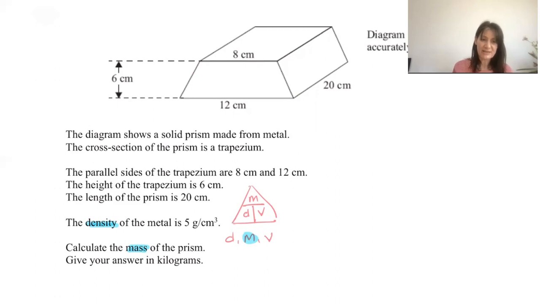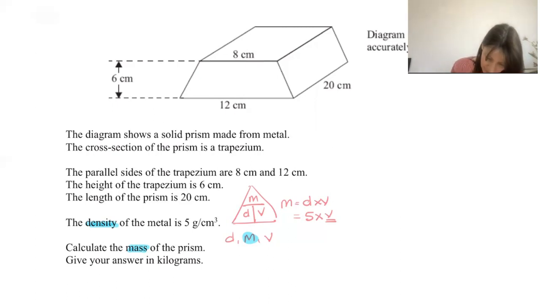I know that I'm being asked to calculate the mass. Using the formula triangle, I can see that mass is equal to density times the volume. My density is 5 in the question. My volume actually is my problem. I don't have it. So if I'm going to answer this question, I actually need to find the volume. And that's why they've given us so much information about this shape and where all the mass is within it.